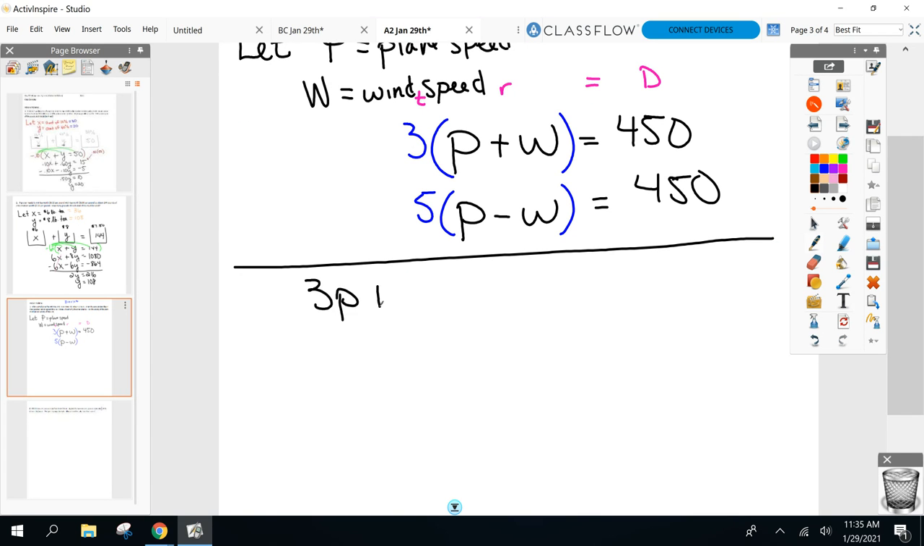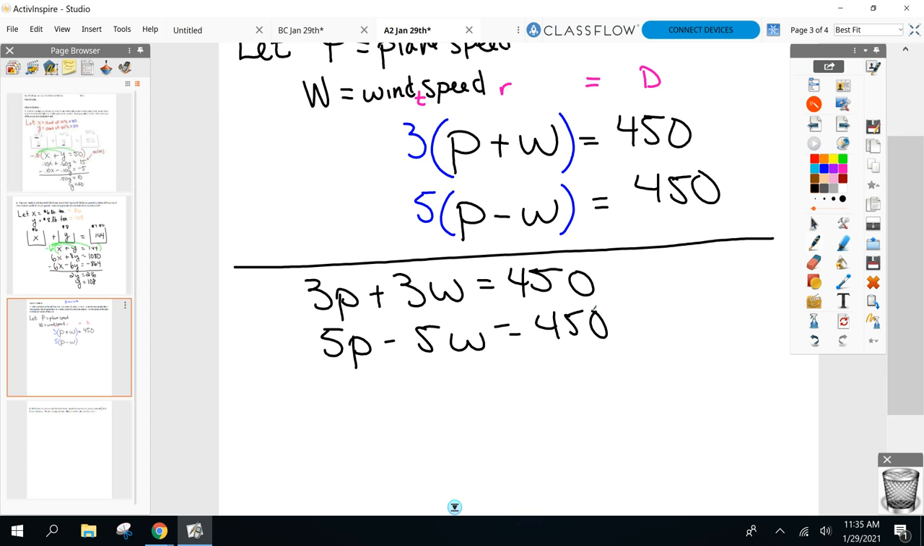3P plus 3W equals 450. I'm just distributing inside the parenthesis. Second one, 5P minus 5W equals 450. I'll let everyone catch up before I talk here.